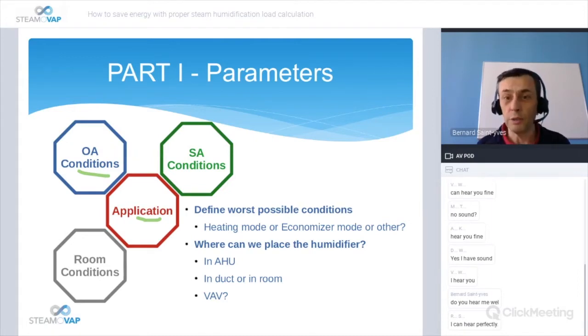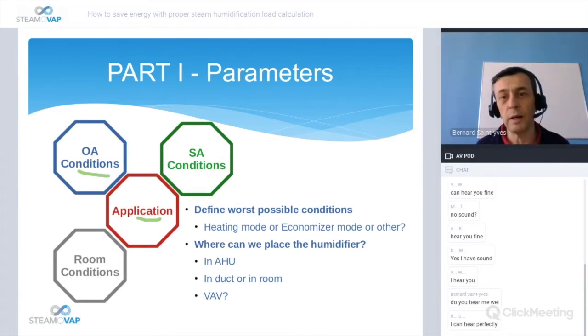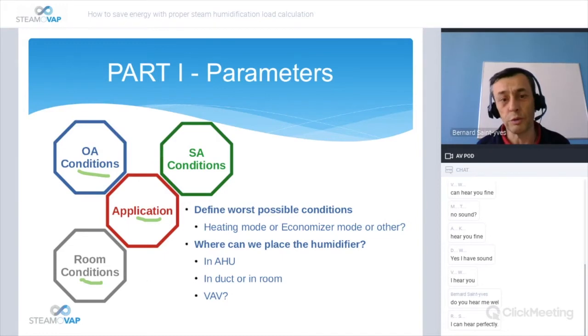If you have a laboratory, you should have 100% fresh air. Depending on the laboratory, if you have an office building, again, the quantity of fresh air, or outside air, will depend on the system you are using. The supply air condition will be important too. And then the room condition, or in other words, the set point: which temperature you want in the room or in the space, and which relative humidity.